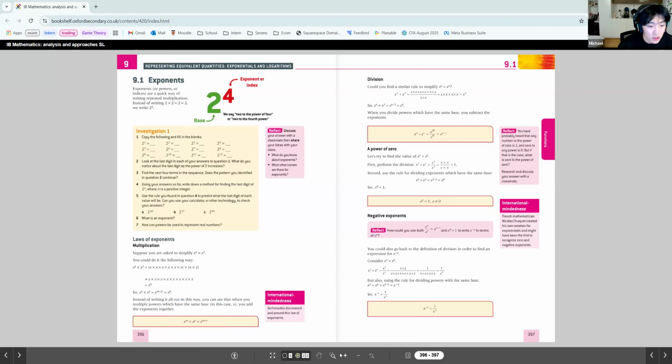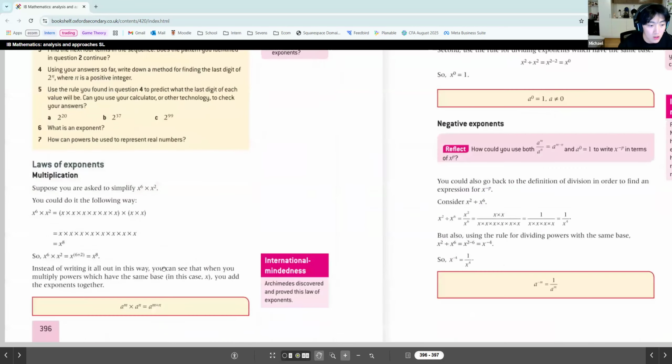So the first one is this. If you have a^m times a^n, it is a^(m+n), and the logic behind that is exactly here, right? The power means a number of x's multiplying each other. Here there are 6 x's multiplying each other, and x squared is 2 x's multiplying each other. So altogether, we have 8 x's multiplying each other. That's why the power adds. Okay? So this is quite intuitive. You could just think about you have a lot of things multiplying each other, and you can add the power.